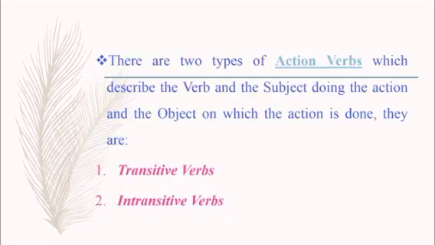There are two types of action verbs which describe the verb and the subject doing the action and the object on which the action is done.